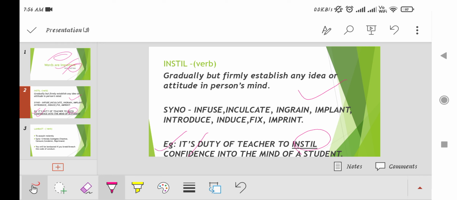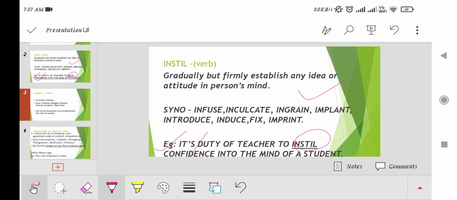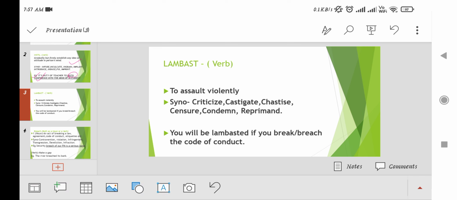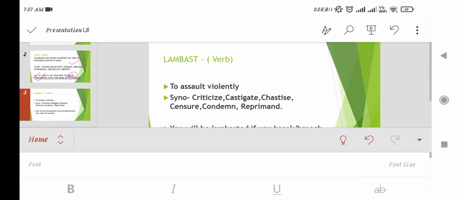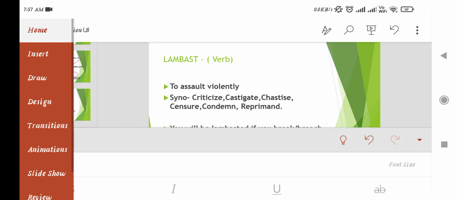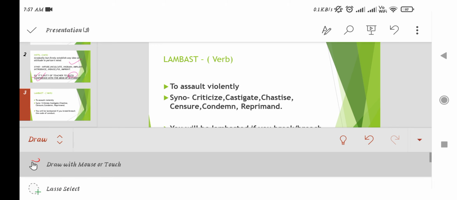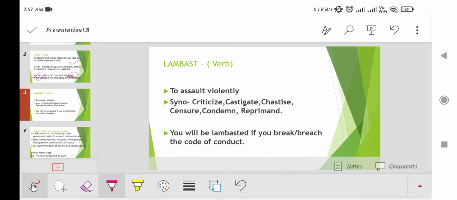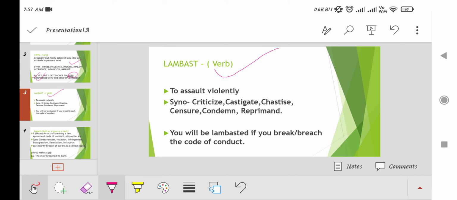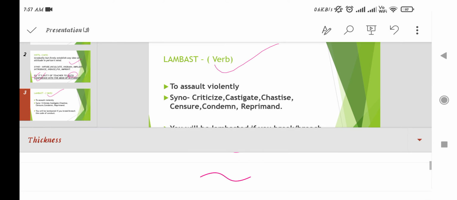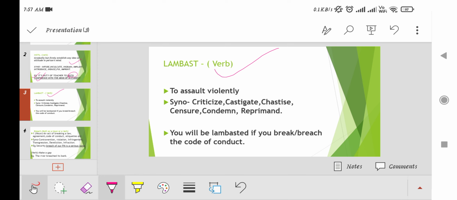That's all. Moving towards ahead, the second one is lambast. Lambast, it's also a verb. And the meaning of lambast is to assault violently. What other words can be used instead of lambast?